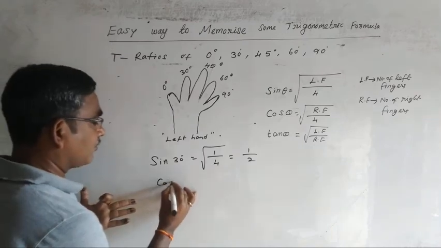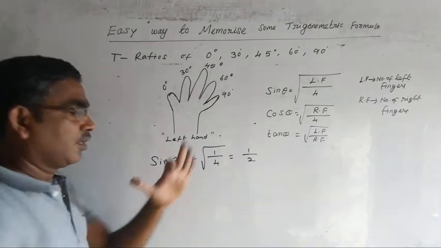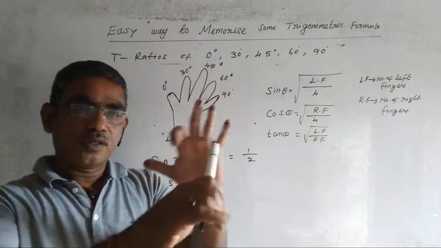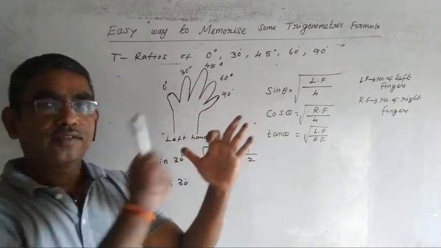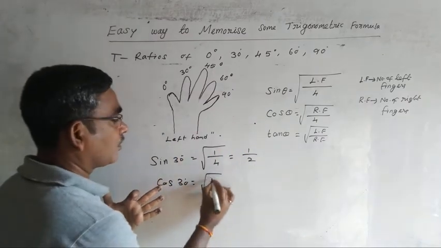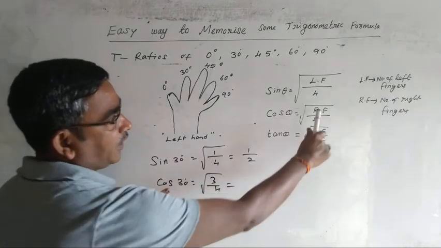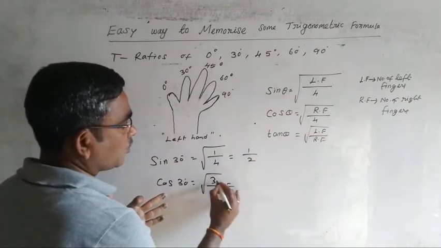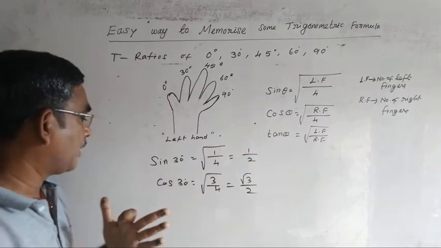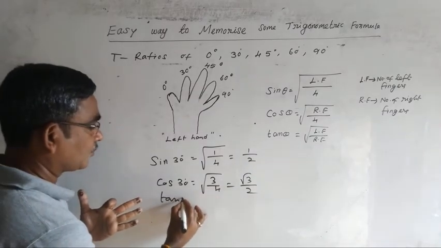And cos 30. Cos becomes right fingers by 4. This is the left side, this is the right side. Right side is 3. So square root of 3 by 4, right fingers by 4. Square root of 3 is root 3, square root of 4 is 2. So root 3 by 2. And tan 30.